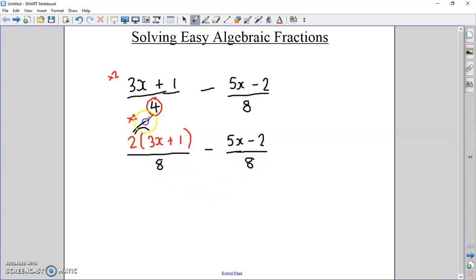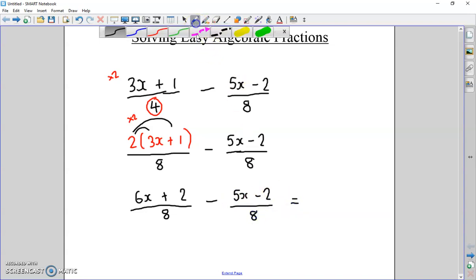Right, let's expand this side then. So what do we get? 6x plus 2 over 8. Take away 5x minus 2 over 8. Let's get my highlighters now then. We've got 6x, take away 5x. 6 take away 5 is x, isn't it? 1x or x.